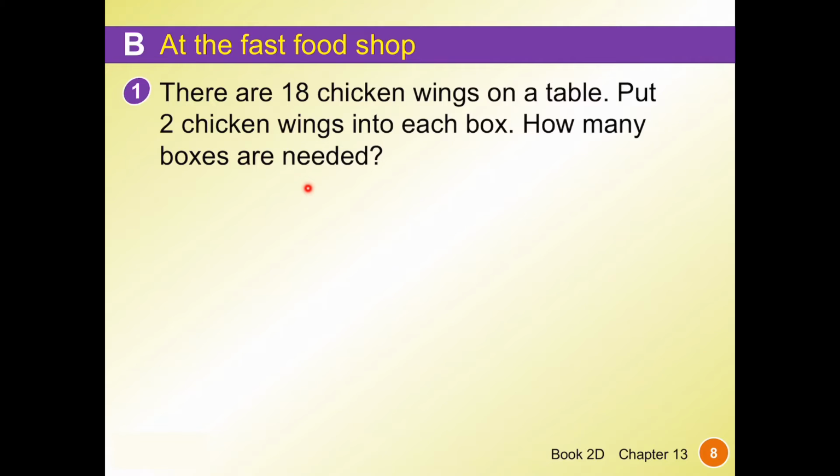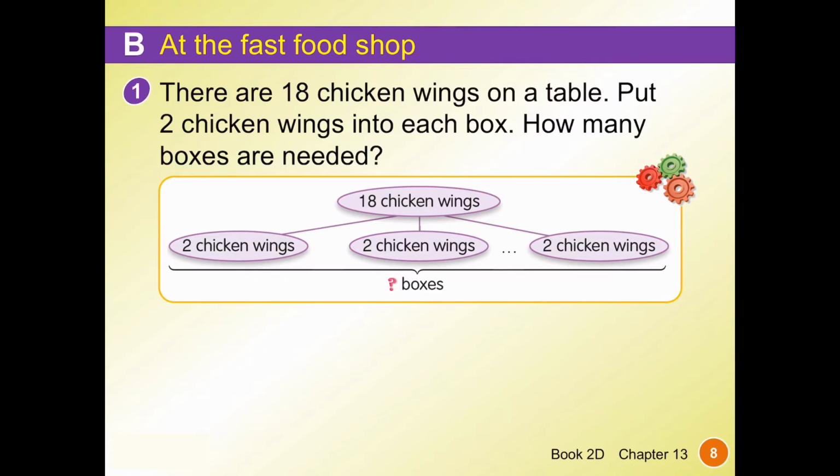So the difference between part B and A would be, we are given the total number of objects, and in part A we know the total number of groups, and we are trying to find the number of objects in each group. And this time is different. We already know the number of objects in each group, and we're asked to find the number of groups. So it will be easier for you to see if you draw an organization chart like this. So here we need to find the number of boxes or number of groups.